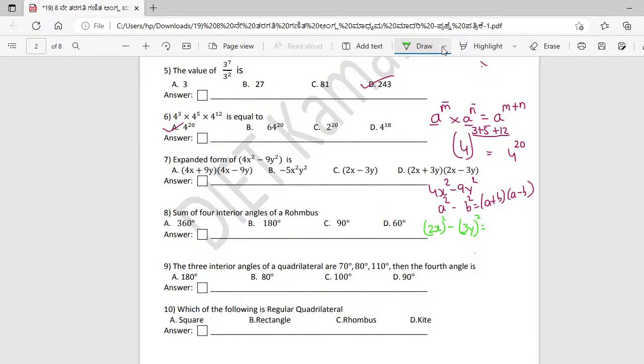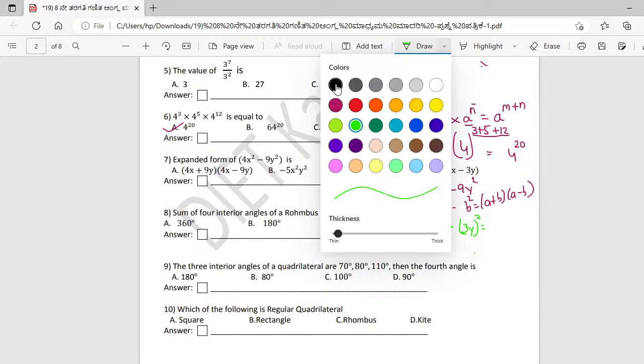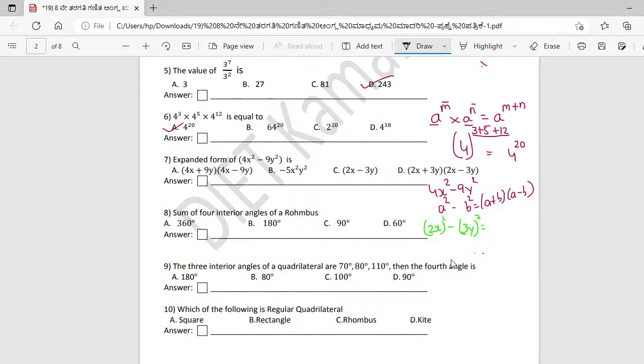Okay, that is the way we need to write our question in the form of a whole square, which is suitable for our formula. And next they are asking to write it in the form of a plus b, a minus b. That is the formula. Okay, so what is our a value? That is 2x, plus b value is 3y, and I will write 2x minus 3y, and that is the right answer.